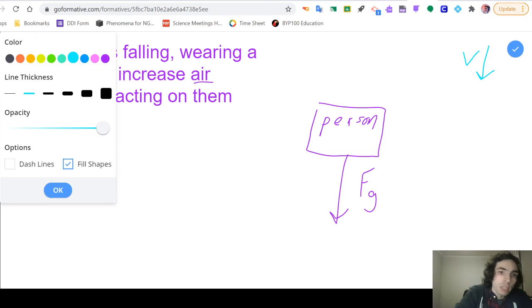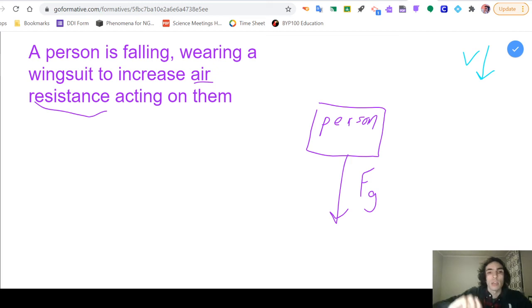But since we know that they are moving downwards, then the air resistance must act upwards on this person. Air molecules are coming up and bombarding the bottom of this person or the front of this person, assuming that they're falling face first, and pushing upwards on them. So there should be some kind of upwards air resistance force.